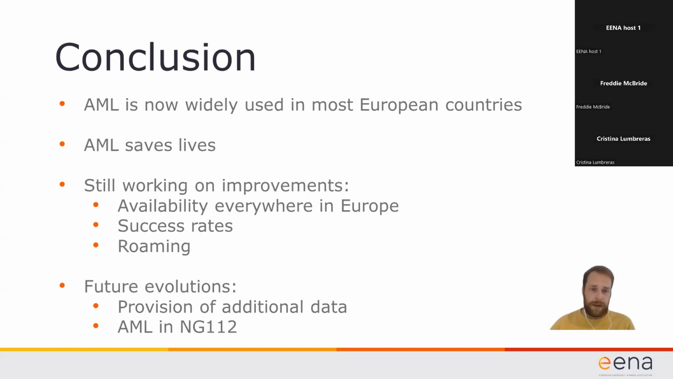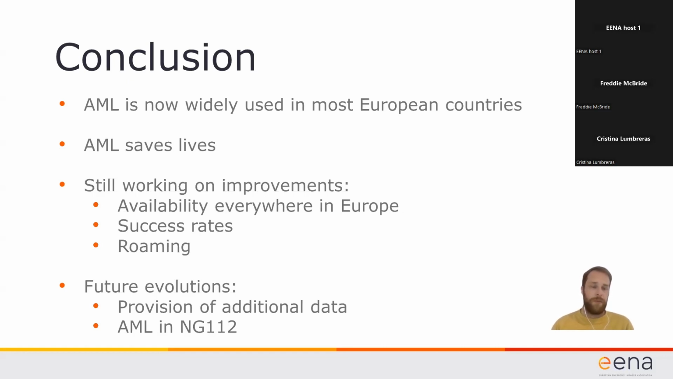However, there's still some work to do on improvements. For the next update, I want all the countries that were in gray on this map to be colored on the availability map, and also that it's available for all the emergency services in these countries. As Freddie just presented, we have to work on improving the success rates. There's still a lot of errors to be fixed, and it's quite important work to do. Also, sharing best practices and different experiences is quite important. And on roaming, there's a lot to work on to improve the transmission of AML for people roaming in a different country.